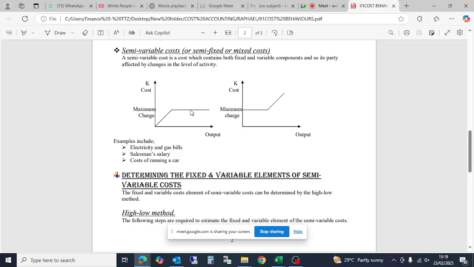So, you say semi-variable cost is a combination of two components. That is what and what? The variable and the fixed. We have variable cost and we have fixed cost, but when you combine these two types of costs, we come up with a semi-variable cost.